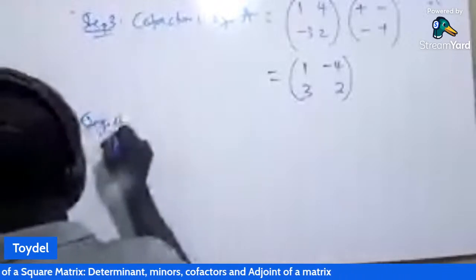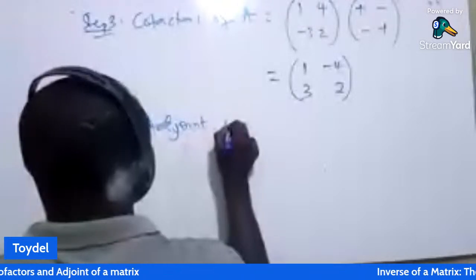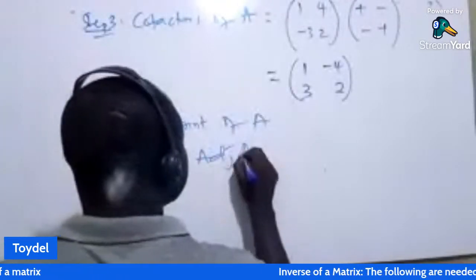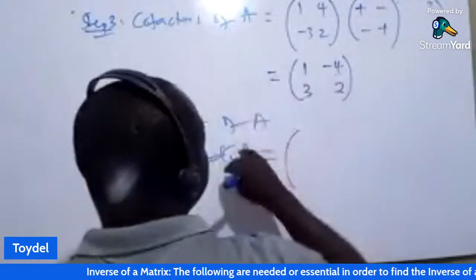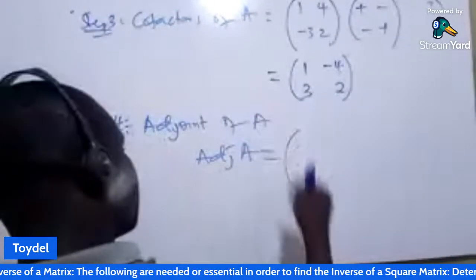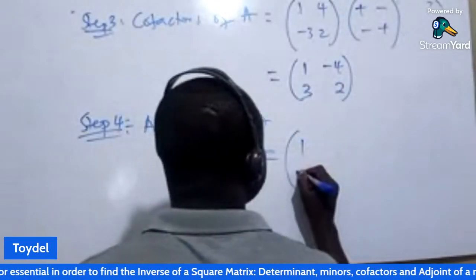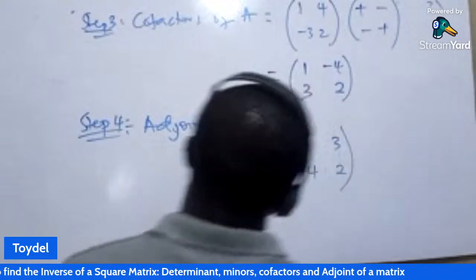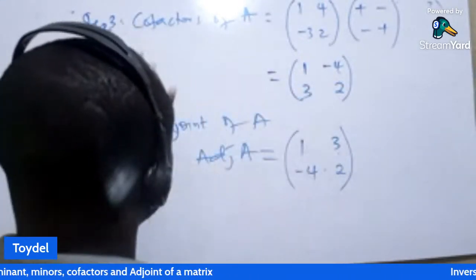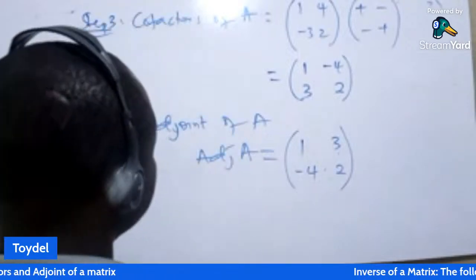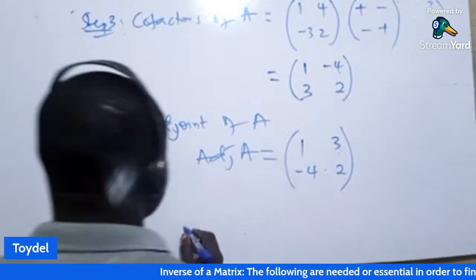Then step 4 is to find the adjoint of A. The adjoint of A simply means we transpose the cofactor, that is first row to first column, the second row to second column. So if we do that, we are going to get 1, minus 4, then 3, 2. So this is the adjoint of A. Adjoint of A simply means we transpose the cofactor. Of course, when we transpose a matrix, we interchange rows and columns. And that's what we have done here.